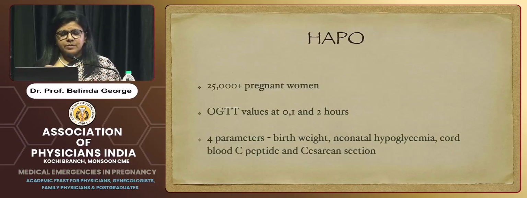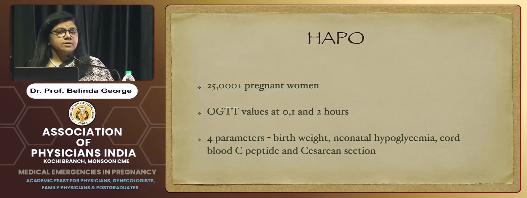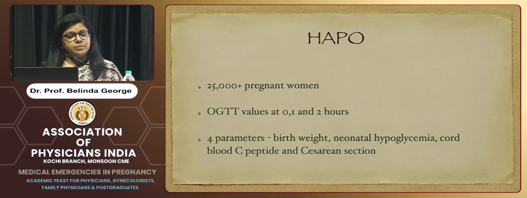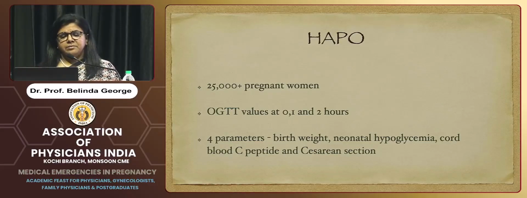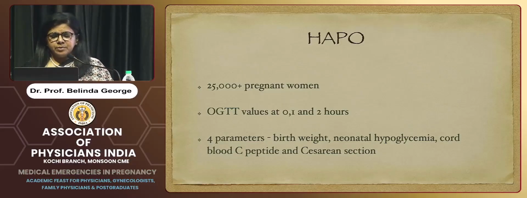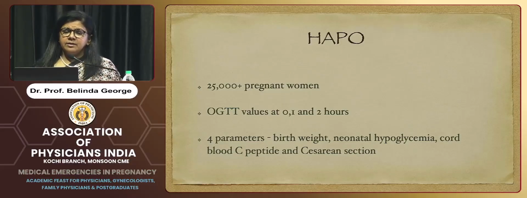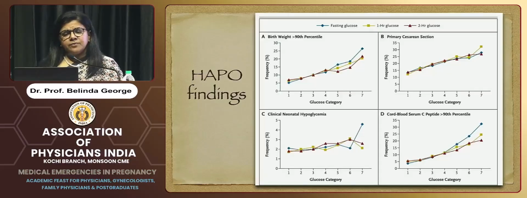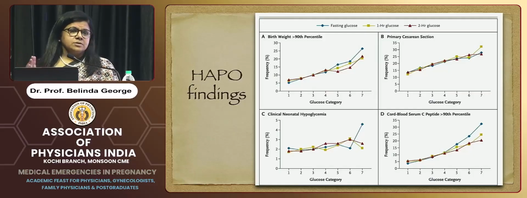So I'll just tell you quickly about HAPO and how we arrived at these numbers. HAPO was a multi-centric international study which looked at 25,000 plus women. They did OGTT at 24 to 28 weeks at 0, 1 and 2 hours, and they studied 4 major parameters: birth weight, neonatal hypoglycemia, cord C-peptide, and incidence of cesarean section. If you look at the findings, all of the 4 parameters continue to rise as the glucose goes up. So the higher the glucose, the higher the adverse outcome.